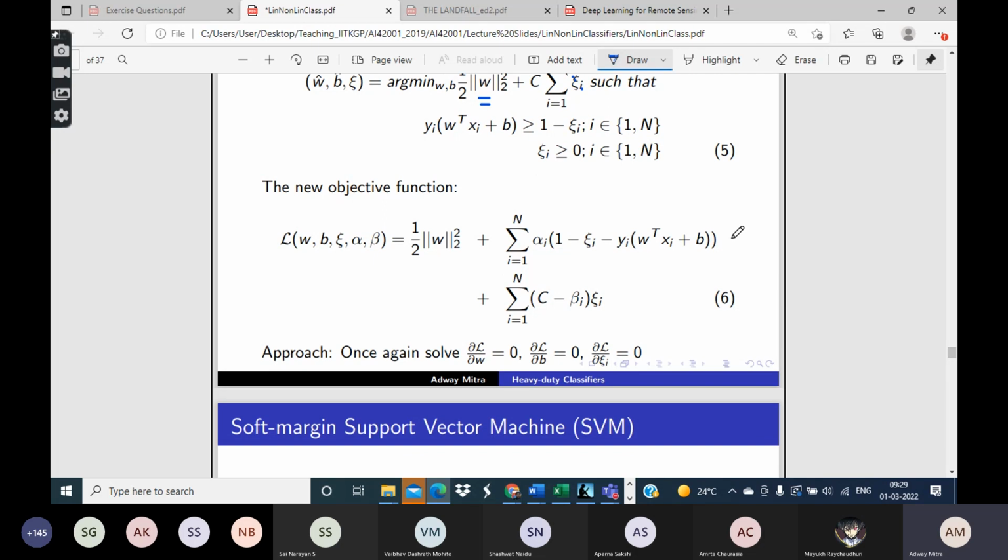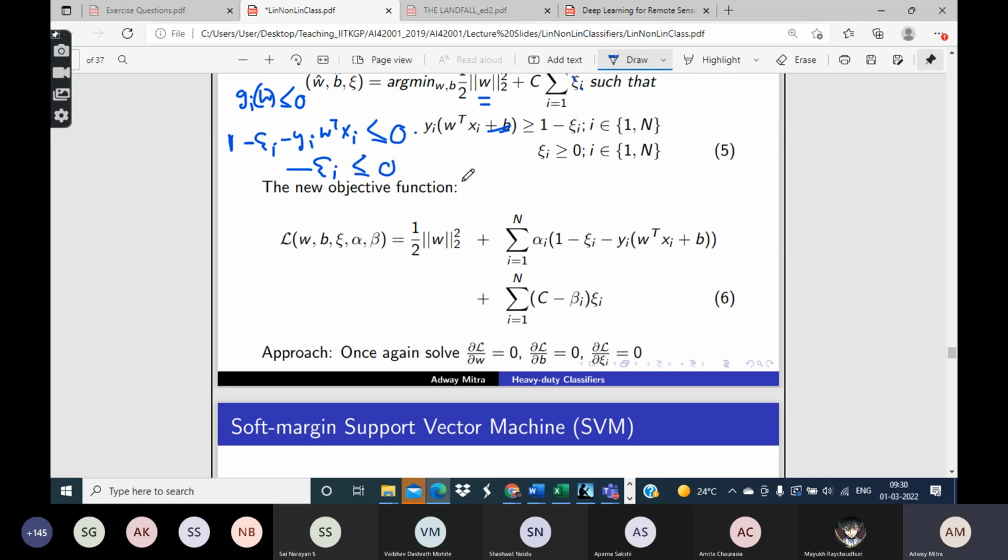Okay, so we have the new set of constraints. So we again put them back in the standard form. The standard form of the constraint is that g_i(w) has to be less than or equal to 0. So I write it in that form. I rewrite that as 1 minus xi_i minus y_i w transpose x_i, forget the b, is less than or equal to 0, and this I write as minus xi_i is less than or equal to 0.